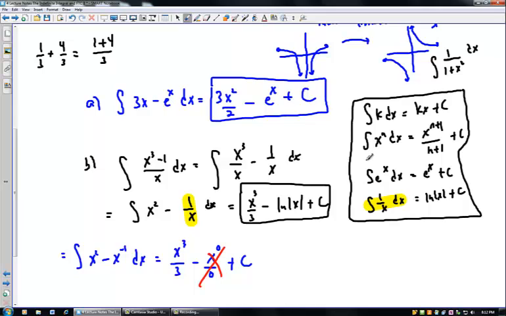And if you look back at the rule on your sheet, you'll notice that this is true as long as n is not equal to negative 1. When n is equal to negative 1, you're down here in this case, and it has its own special rule. So just be aware of that. Otherwise, they don't cause too much trouble, really.